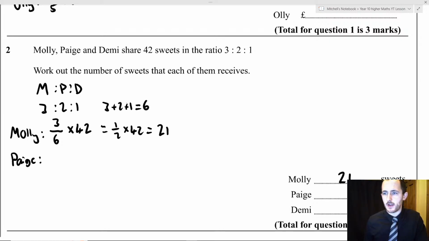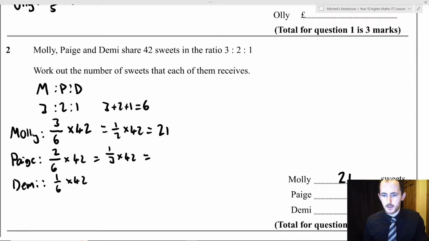Then if we go to Paige, the number we're interested in is 2, so 2 over 6 times 42. This is the same as doing 1/3 times 42, and you get that. And then lastly we'll have Demi as well. So 1 over 6 times 2. Yeah, and that should be okay.